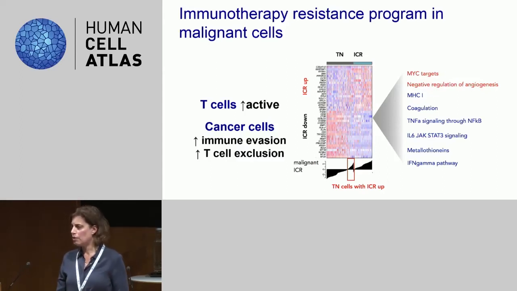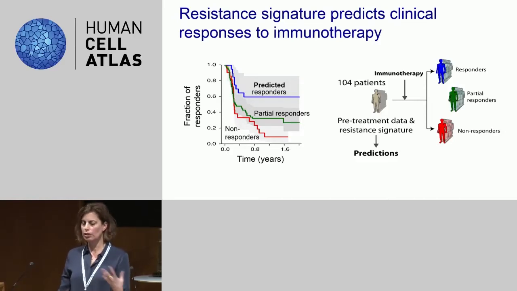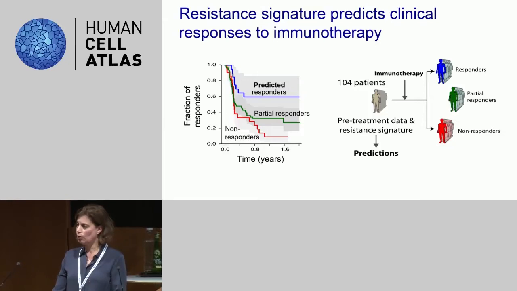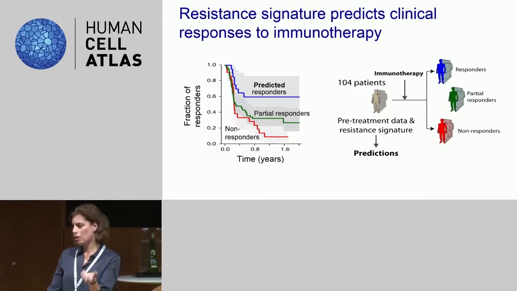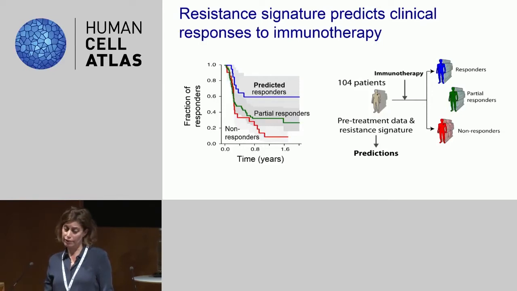So great, we have the signature. Is it important or not? We wanted to figure out if this resistant signature could predict any clinical responses to immunotherapy. So we used the signature and looked at a different data set and could actually find that it really correlates with response. These are samples that were taken from 104 patients before the treatment, and then there's follow-up after treatment, and there's very good correlation, so we're very excited about that.